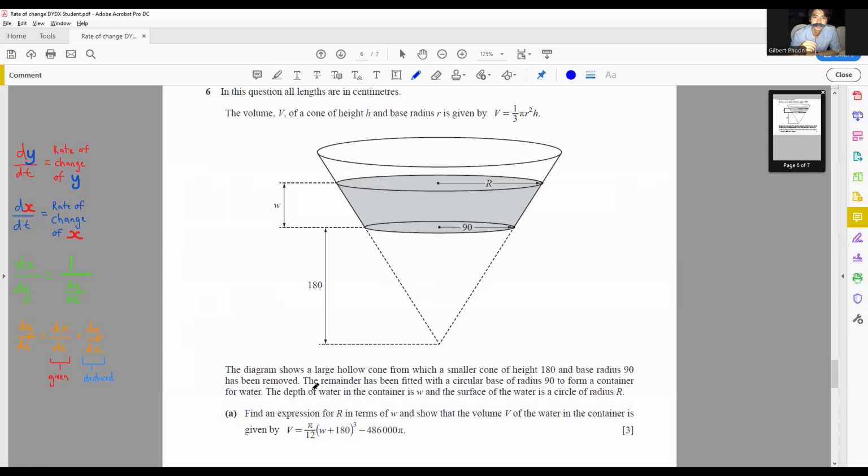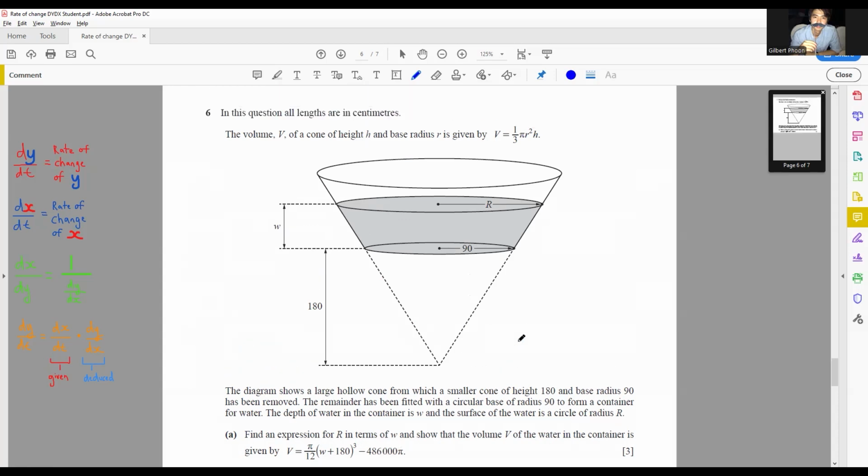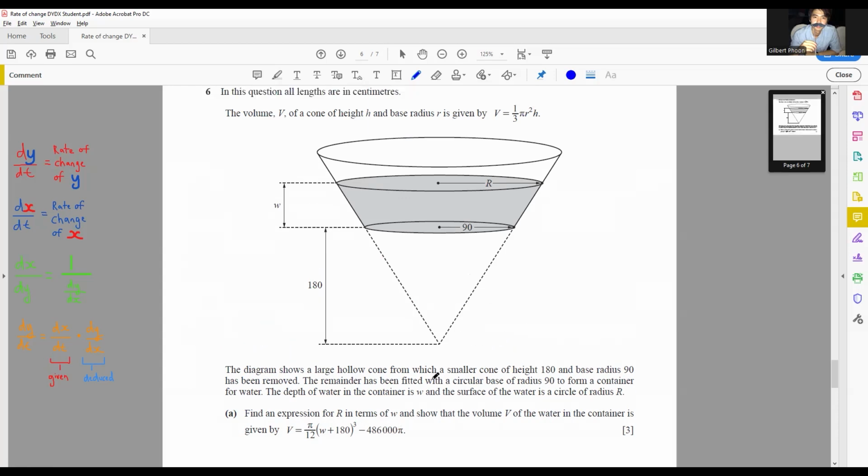The depth of water in the container is W and the surface of the water is a circle of radius r. Find an expression for r in terms of W and show that the volume V of the water in the container is given by V equals pi over 12 (W plus 180) cubed minus 486,000 pi. Okay, a very long question, but you can slowly attempt it section by section.